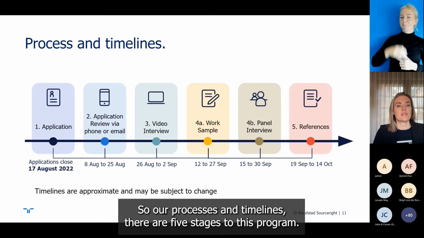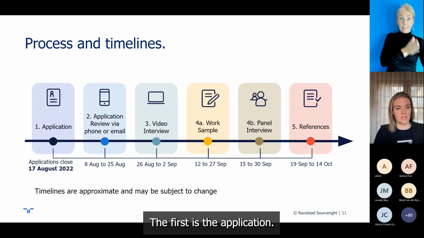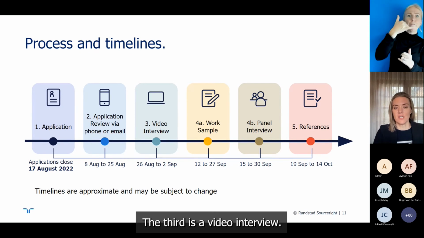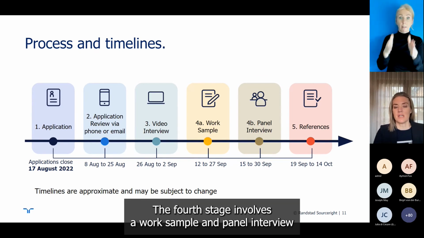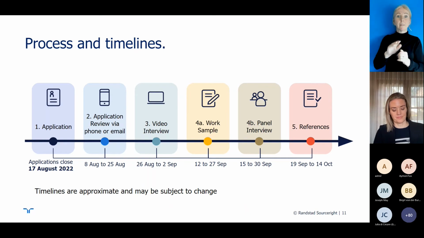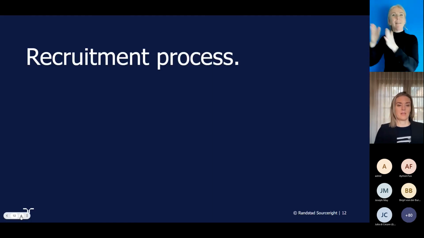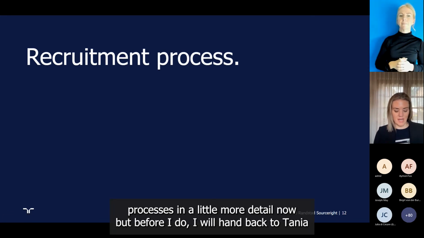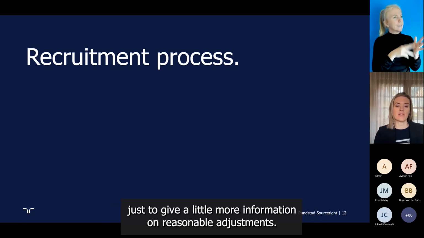So our processes and timelines, there are 5 stages to this program. The first is the application. The second is an application review that will be conducted via phone or email. The third is a video interview. The 4th stage involves a work sample and panel interview. And the 5th is the references. We will go into these recruitment processes in a little more detail now, but before I do, I will hand back to Tanya just to give a little more information on reasonable adjustments.